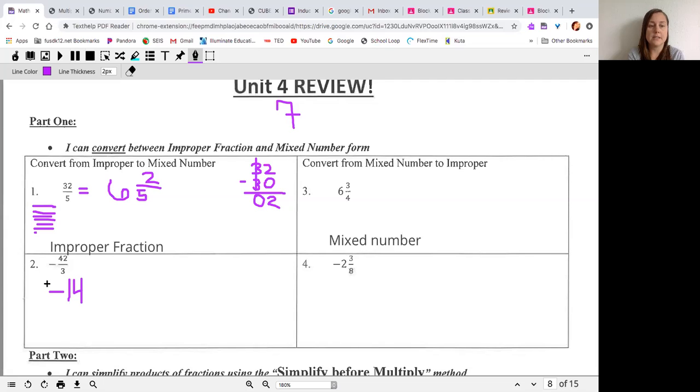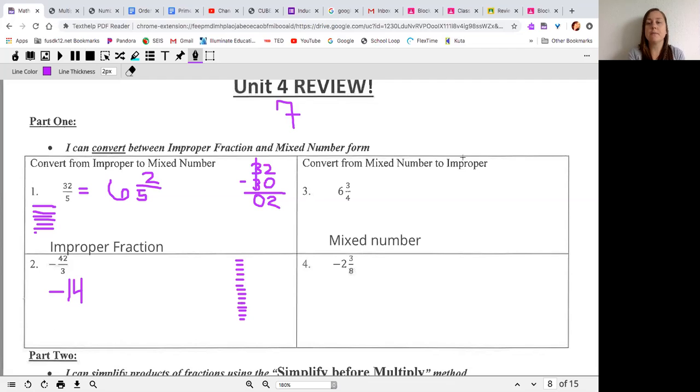Okay, we're going to bring down our negative. It's still going to be a negative number. So if I were to draw a diagram, I would have 3 of these, and I would have 14 of them. 3, 4, 5, 6, 7, 8, 9, 10, 11, 12, 13, 14. So if you wanted to draw diagrams, there would be 3 in each row, and you would have 14 rows. We want to remember our sign. Moving on to number 3.